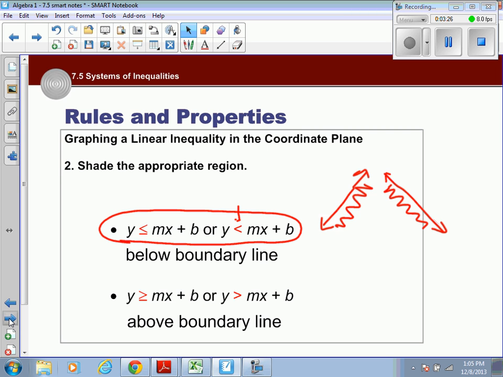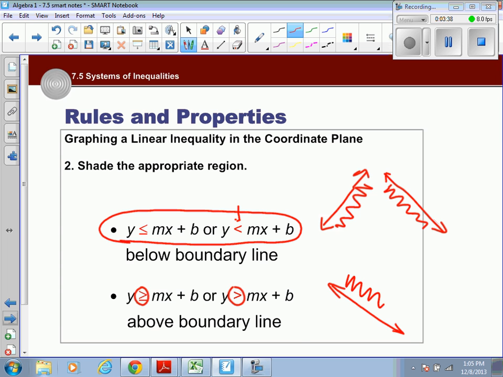And if you have a greater than or greater than or equal to symbol, as we have below here, then we would shade above the line. So here we have above, here we have above, and think of that as the snow on the roof. So we're shading above the line. Now there is a way that we can test a point to decide how to shade as well, and I'll address that in an example down the road.